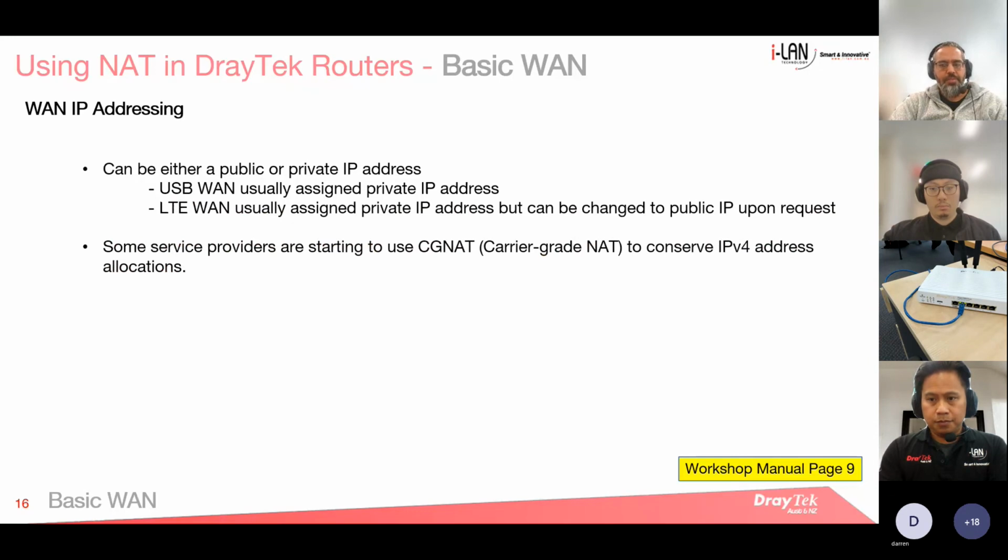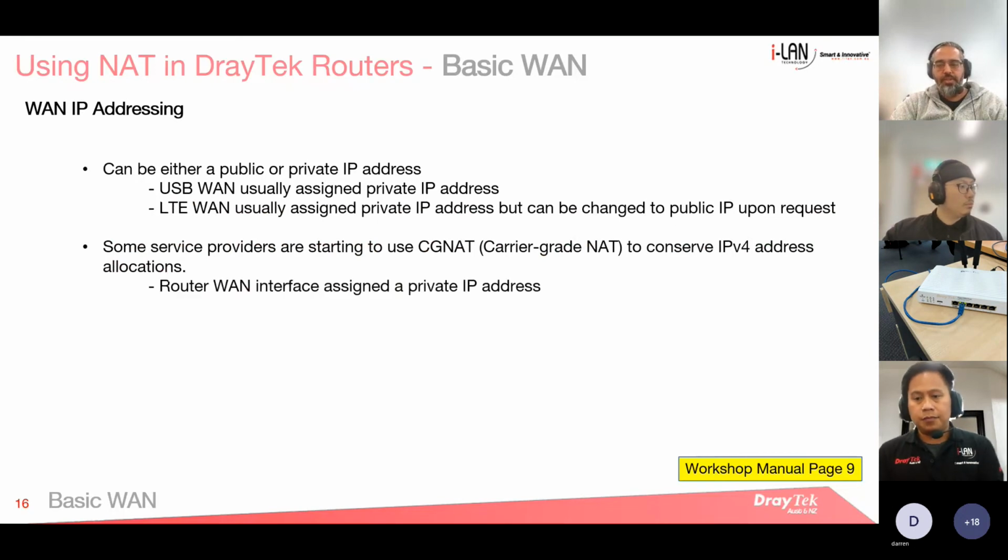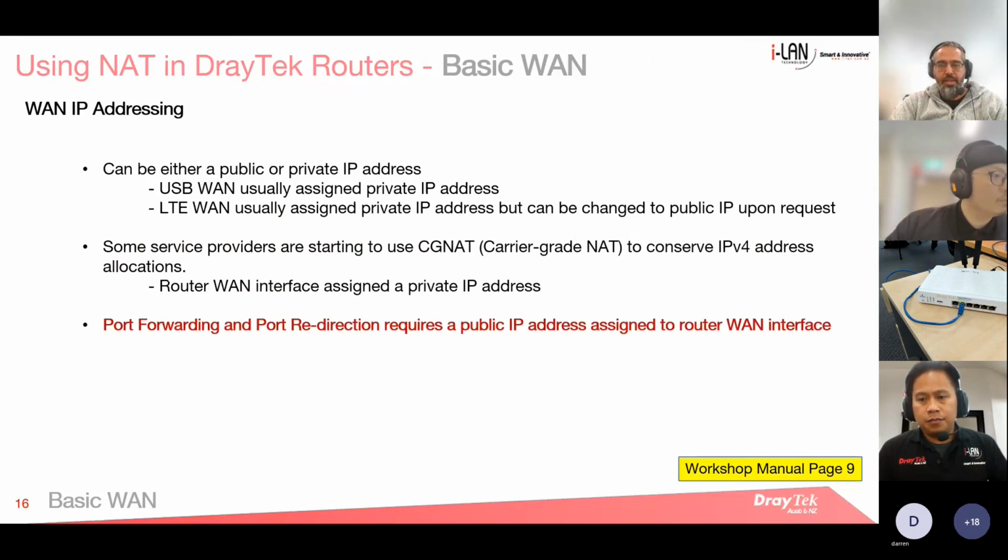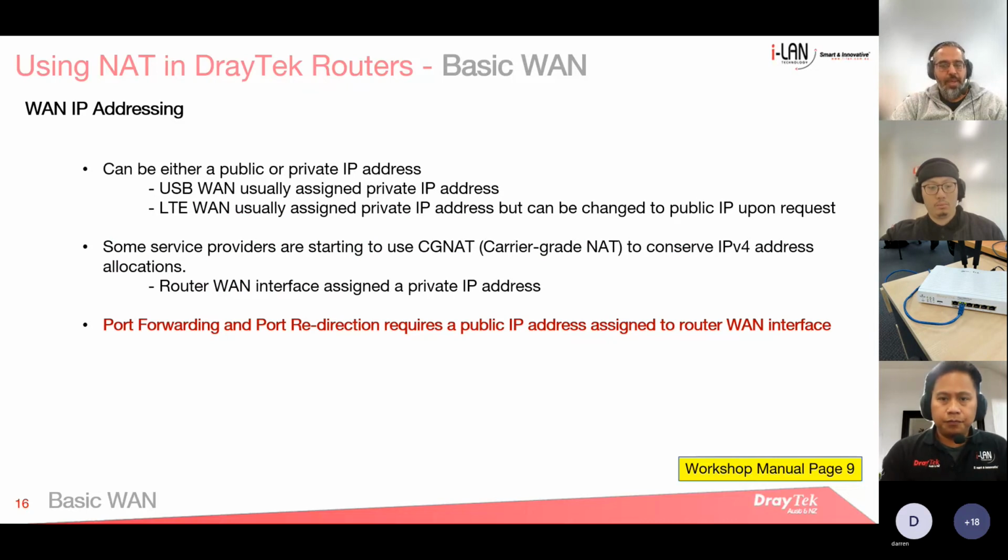We should note that some service providers are starting to use CGNAT, otherwise called carrier-grade NAT, to conserve the IPv4 address allocations. What this means is that the router will be allocated a private IP for the WAN connection. And of course, it's important to note that for port forwarding and port redirection to work, a public IP address is required for the router's WAN. Otherwise, you won't be able to initiate a connection to the router from the internet.